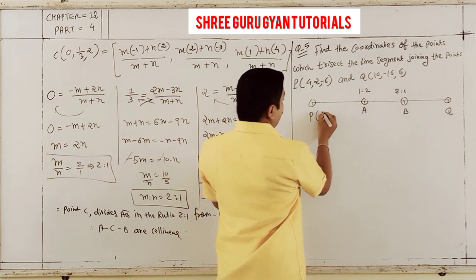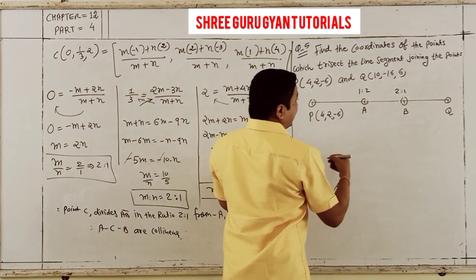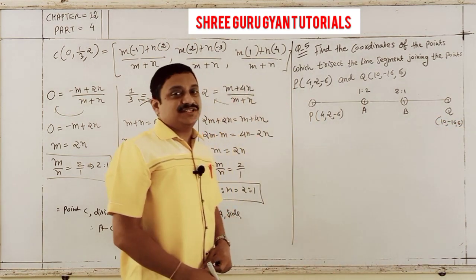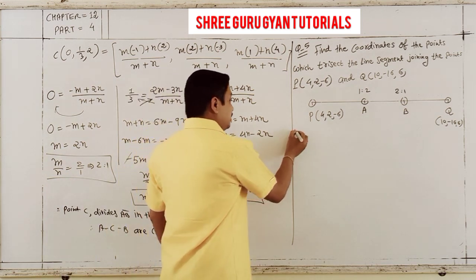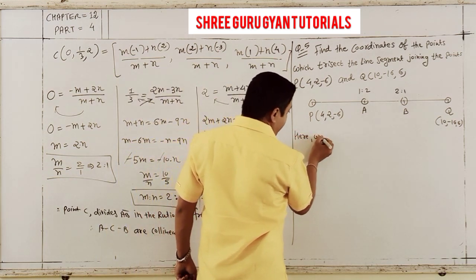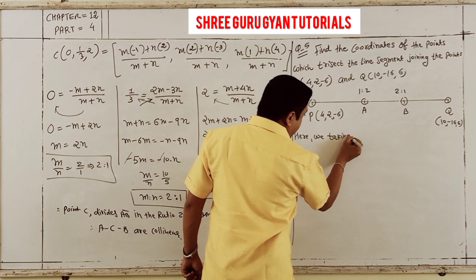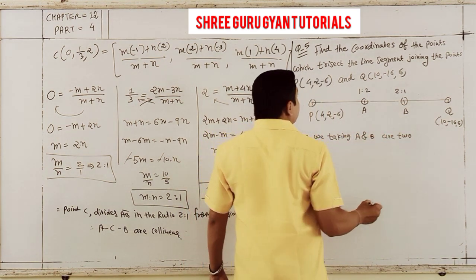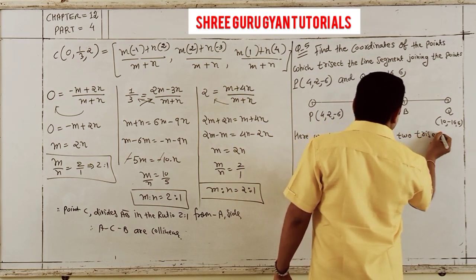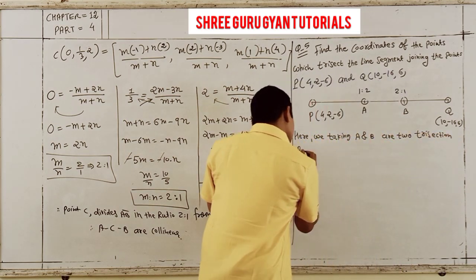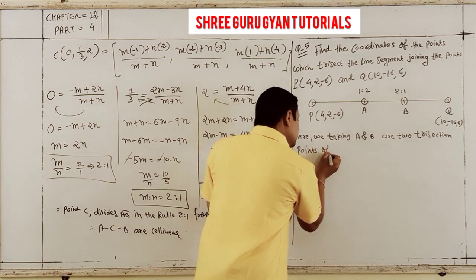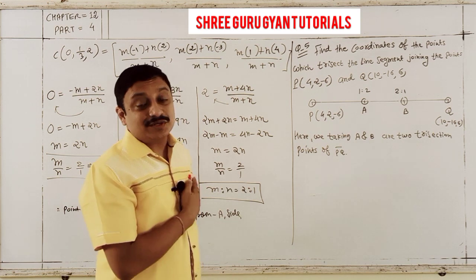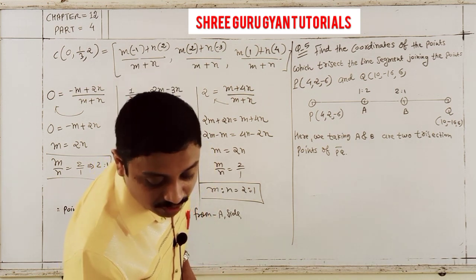Now P I have (4, 2, minus 6) and Q (10, minus 16, 6). So very easy. Here we take A and B as the 2 trisection points of segment PQ.